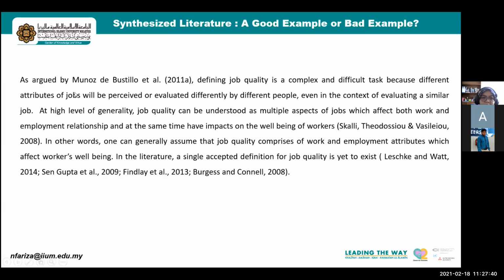I start by trying to say that job quality is a complex task, because different people perceive things differently when it comes to jobs. Then in the second sentence, I said that job quality has multiple aspects. Although this might sound like it relates to being complex, it doesn't really echo with what the previous sentence is saying.